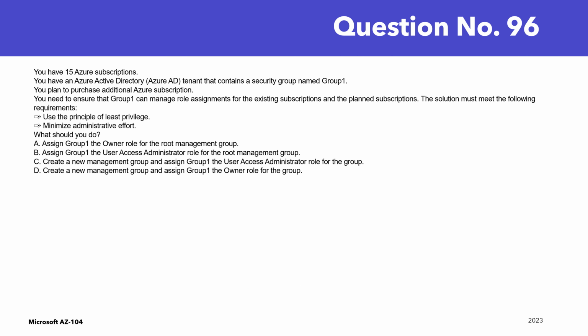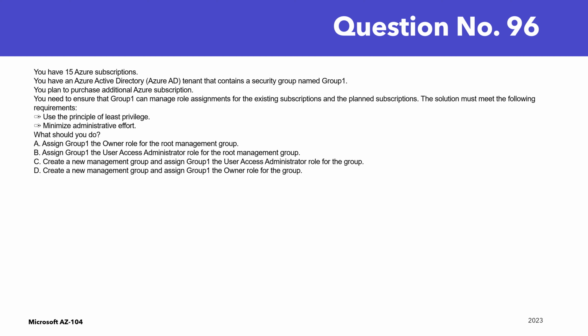You have 15 Azure subscriptions. You have an Azure Active Directory (Azure AD) tenant that contains a security group named Group1. You plan to purchase additional Azure subscriptions. You need to ensure that Group1 can manage role assignments for the existing subscriptions and the planned subscriptions. The solution must meet the following requirements: use the principle of least privilege, and minimize administrative effort. What should you do?